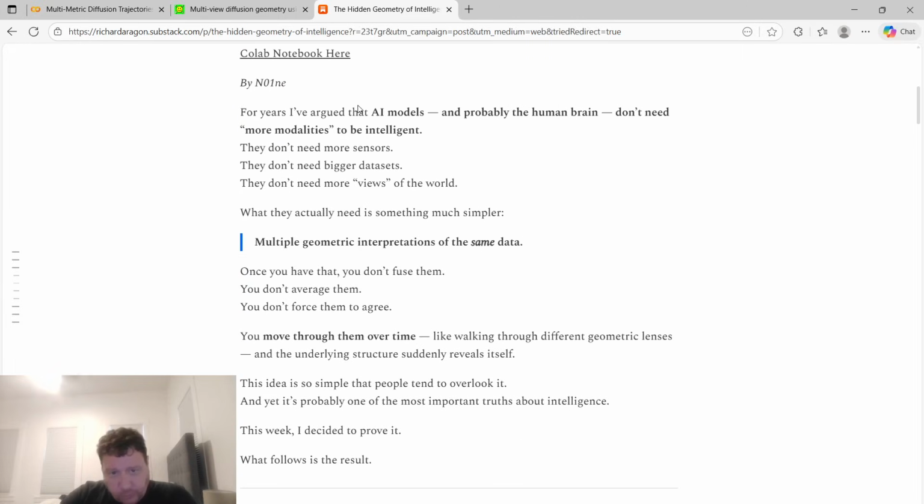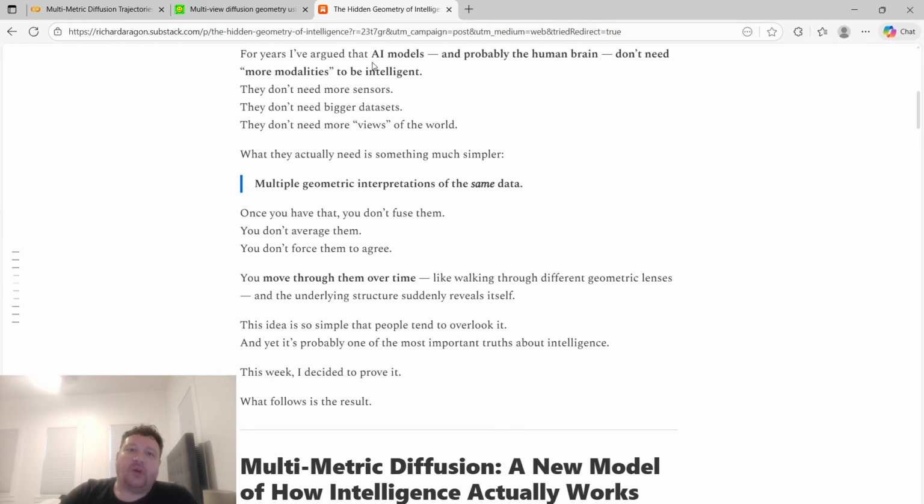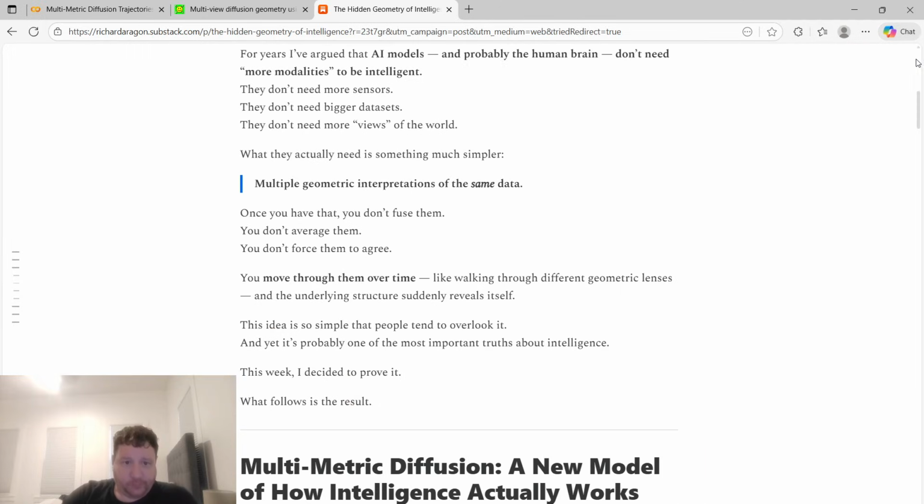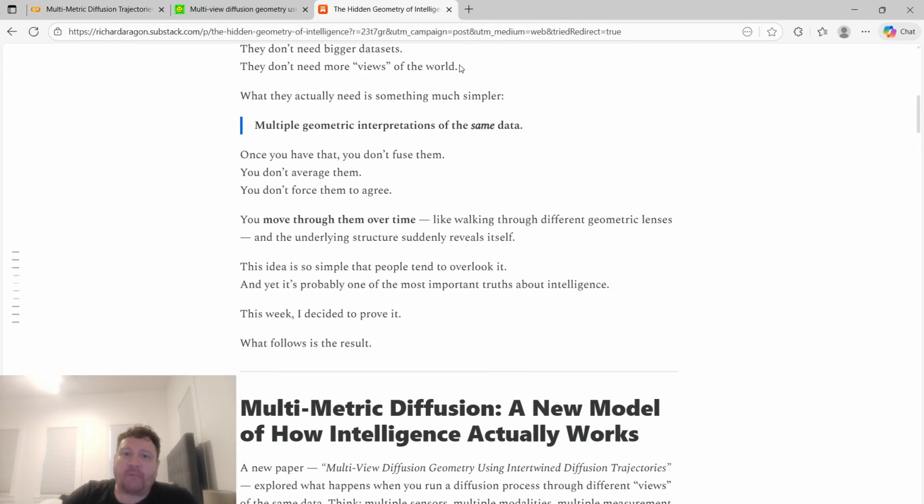For years, I've argued that AI models, and probably the human brain, don't need more modalities to be intelligent. They don't need more sensors. They don't need bigger data sets. They don't need more views of the world. What they actually need is something much simpler: multiple geometric interpretations of the same data.